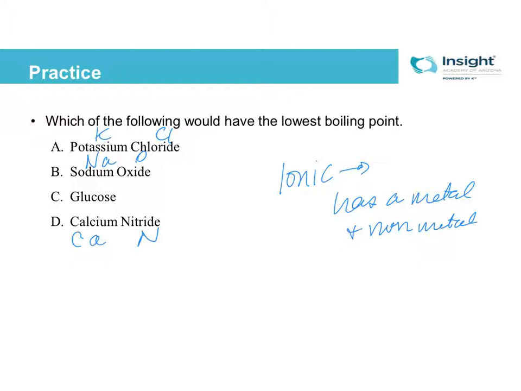But just to help you confirm it, the formula for glucose is C6H12O6. Carbon, hydrogen, and oxygen are all nonmetals. So glucose is your right answer here. So if you need help with any of this, just let me know.